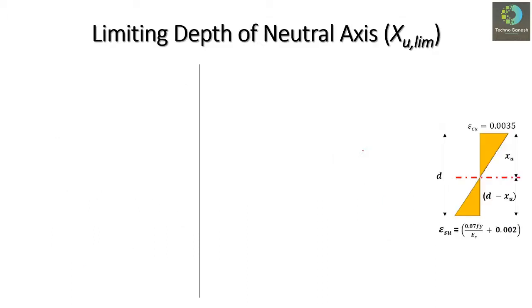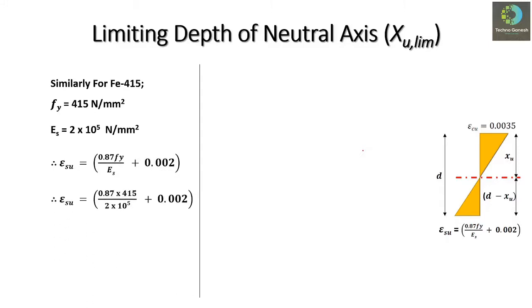Now, similarly, for Fe415 grade of steel, also we are going to find out the value of limiting depth of neutral axis. So what we have to do is put the value of Fy as 415 Newton per mm square. The modulus of elasticity for steel remains the same, that is 2 into 10 raised to 5 Newton per mm square. So if we put all these values, we'll get the ultimate strain in steel as 0.0038.